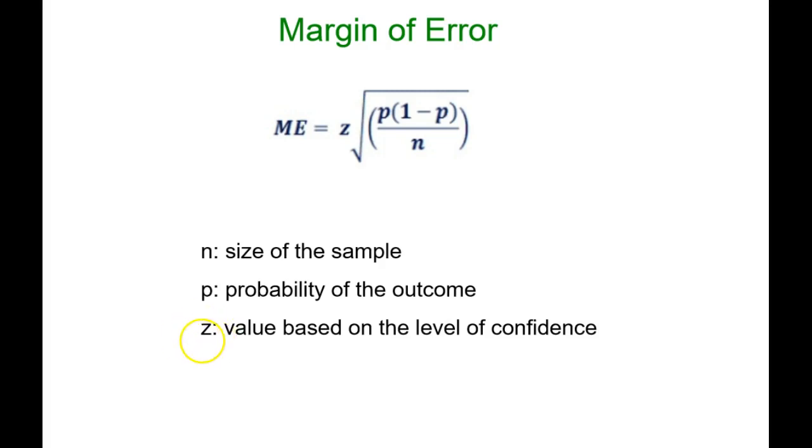Z is going to be a new value. That is a value based on the level of confidence. Suppose we went through the study and we want to be 95% confident in our results. That's going to affect the value of Z, and we're going to go through next how we find that value of Z.